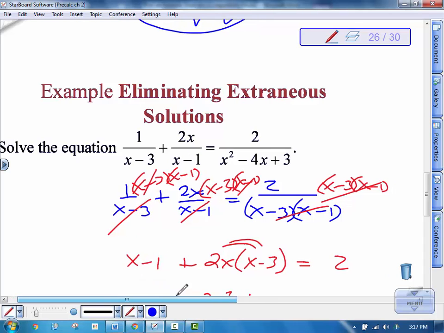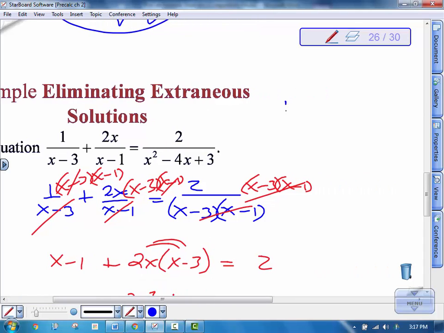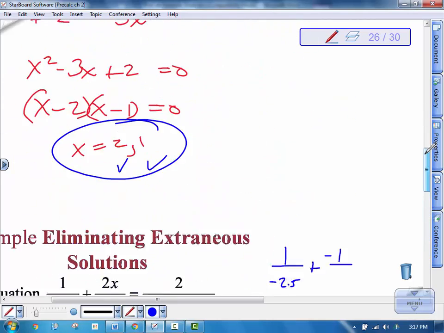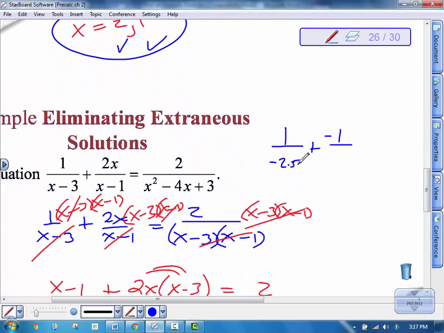So when you go to check this, you have 1 over 1/2 minus 3 would be negative 2.5 or negative 5/2. I'll just do negative 2.5. Plus 2 times negative 1/2, so negative 1. And then, I'm sorry, that's negative 1/2. So this would be negative 3.5. Sorry about that. Plus negative 1/2 and then negative 1.5.